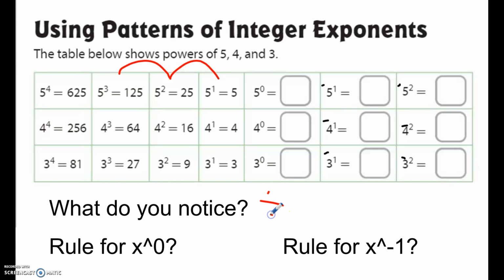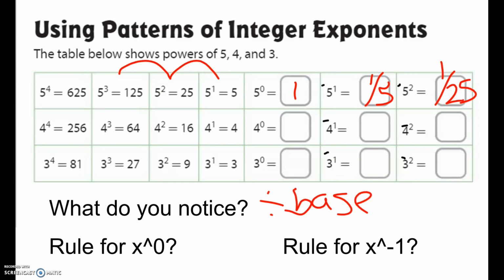We are dividing by the base. Or in this case, we're dividing by 5. 25 divided by 5 is 5. 5 divided by 5 is 1. What's 1 divided by 5? 1/5. 1/5 divided by 5 would give me 1/25.